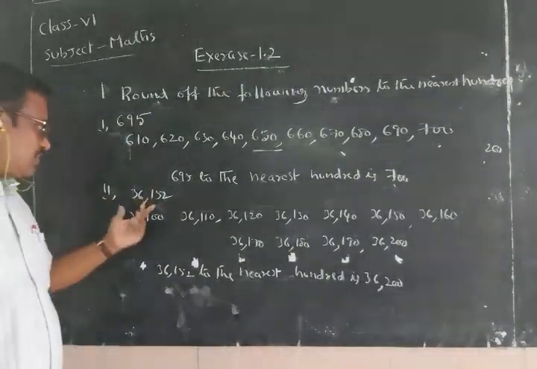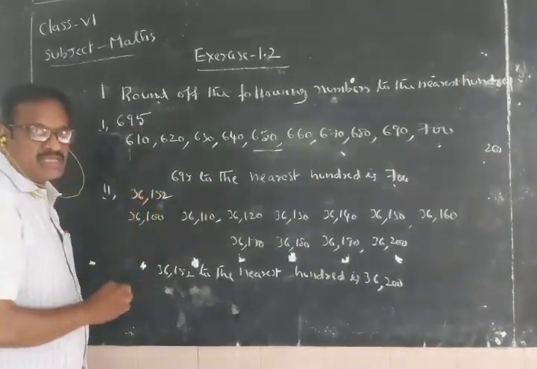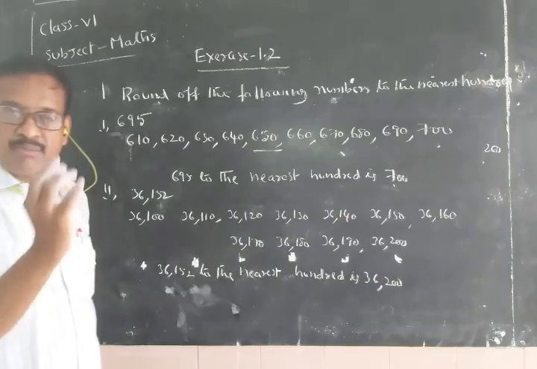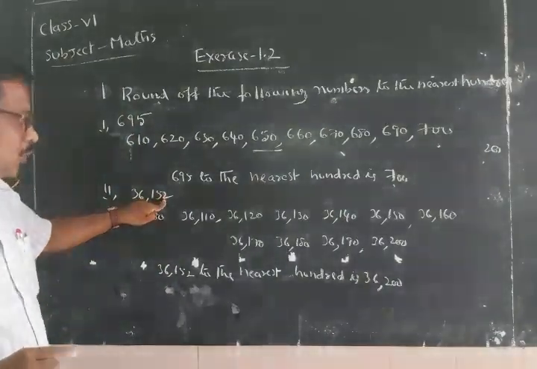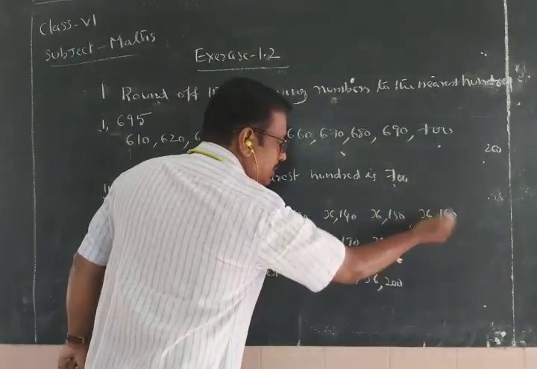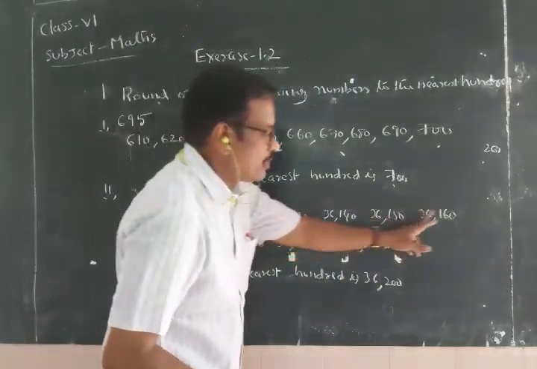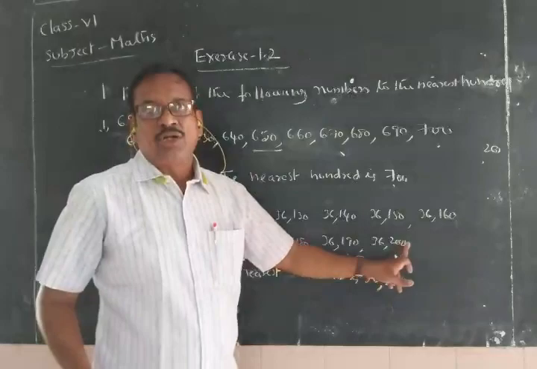Now another one, 36,152. To take the nearest 100, take 50. Nearest 10 means take 5. So 50 means crossing, the number 52. 52 is between 150 and 160. So the nearest 100 is 36,200.